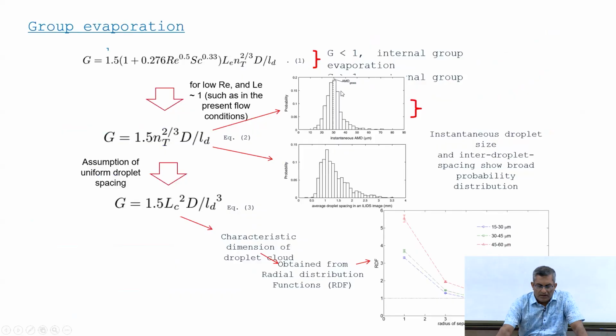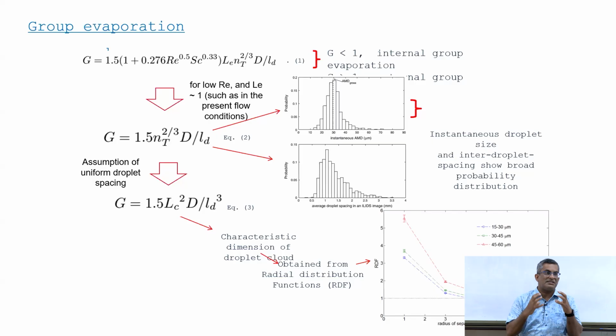Okay, so we can also calculate the group number that we have already discussed earlier. The group number is a non-dimensional number that tells us how strong the group effect is. Group effect means if the droplets are close to each other, then they influence the droplet vaporization rate, and the overall vaporization rate of a cloud of droplets, as in the case of droplet clusters, can be significantly smaller than the evaporation rate of an individual droplet.